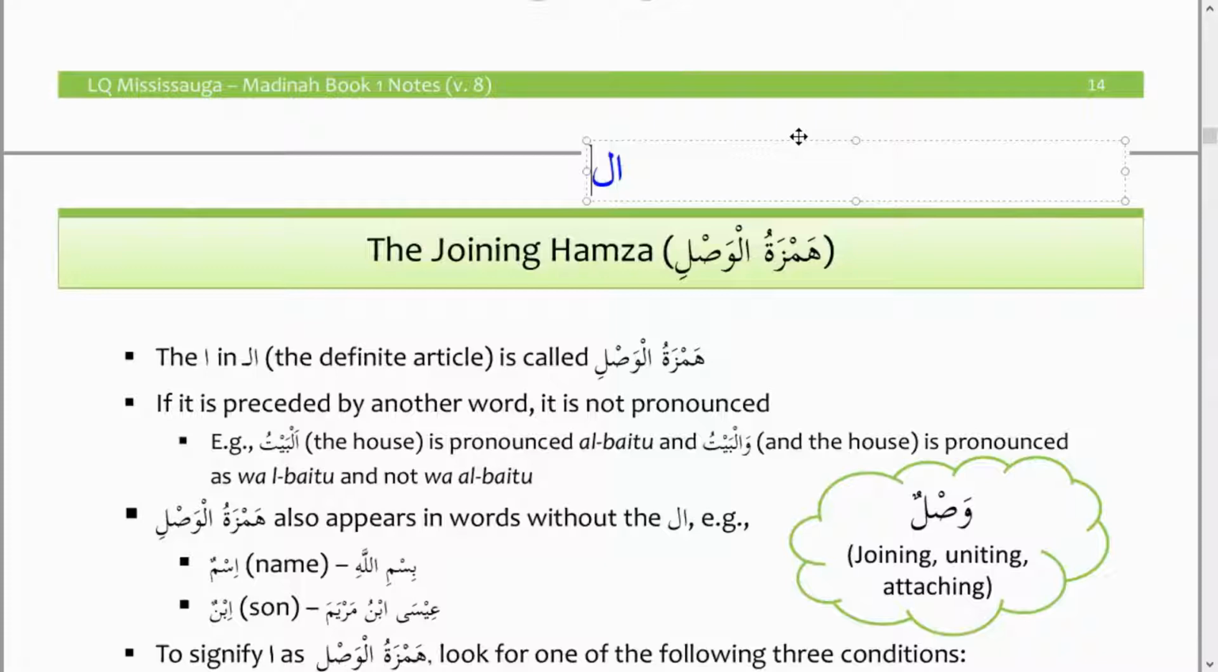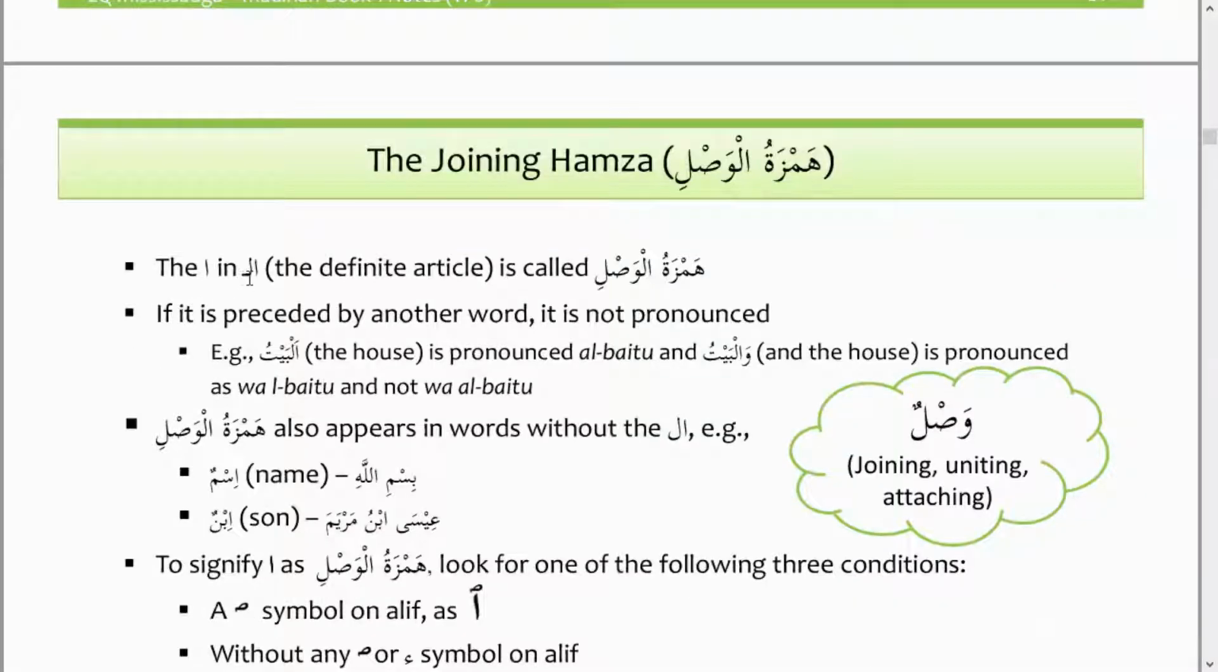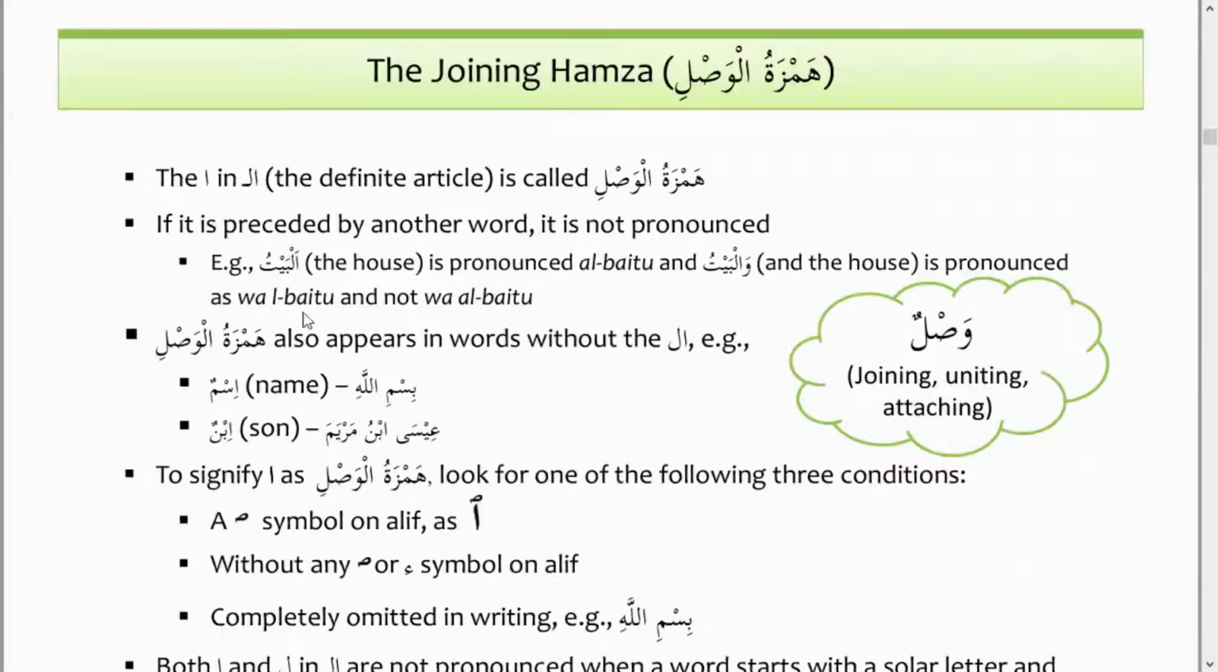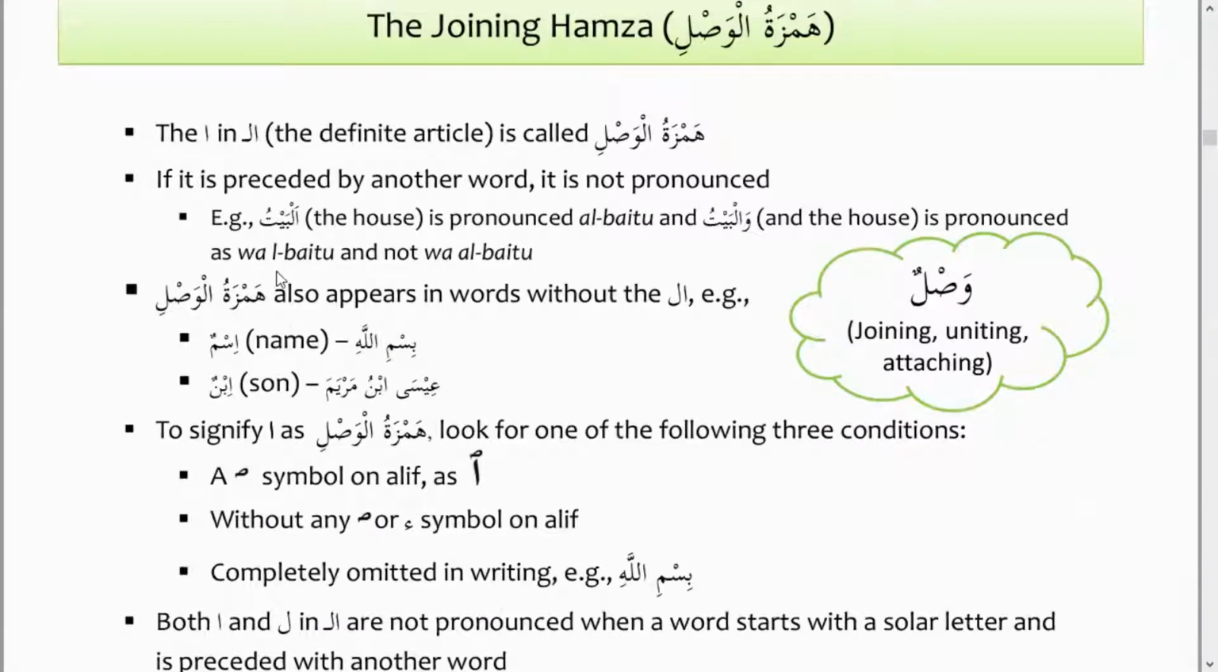So that's why it says here, the first point: the hamza in alif lam, the definite article, is called hamzatul wasl, the joining hamza. What's the speciality of this hamzatul wasl? If any word is preceded by another word, the hamza is not pronounced. For example, Al-Baytu. There's no word before it, so we are pronouncing it: Al-Baytu.